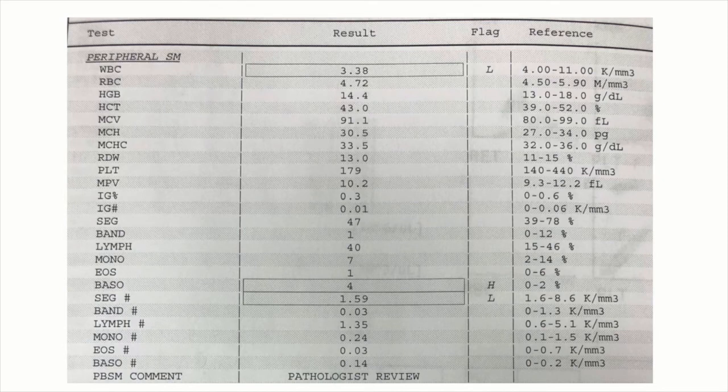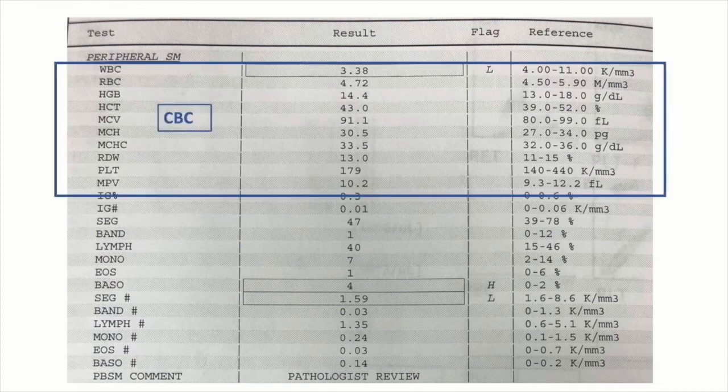After the lab completes its testing, a final report is generated for the patient's medical record. This is a sample report for a CBC with differential. So let's briefly walk through the components of this report. Up at the top, we have the CBC itself. So this is what you would get if you just ordered a CBC without differential.